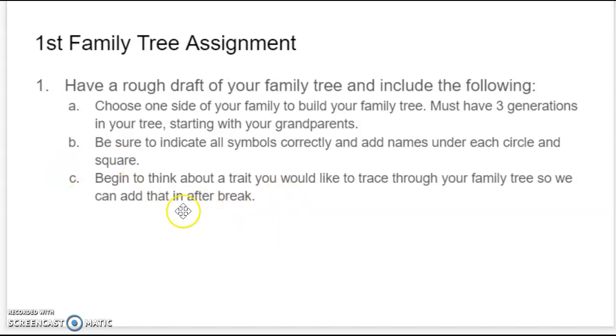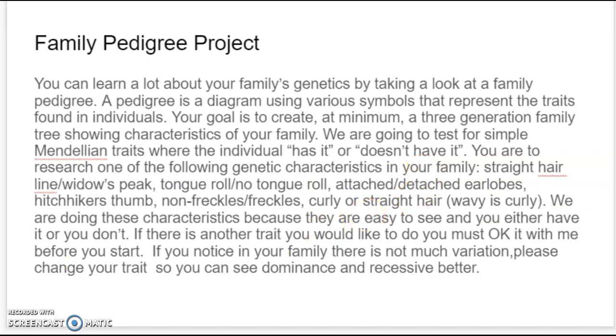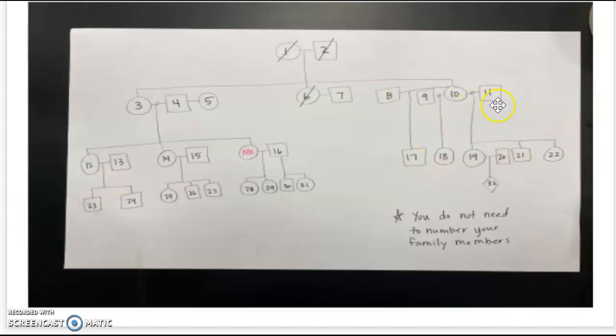And then I want you to start thinking about a trait that you could trace through that family tree. I gave you some examples on the first slide here. Now, if you feel like there's another trait or even a disease or something like that that you would like to trace through your family, you do need to make sure that you can talk to all these family members and decide what trait it is. The ones that I gave you are things that you can see pretty easily, maybe in a picture. So instead of having to call all of your family members, you could just look at a picture and decide what trait they had.